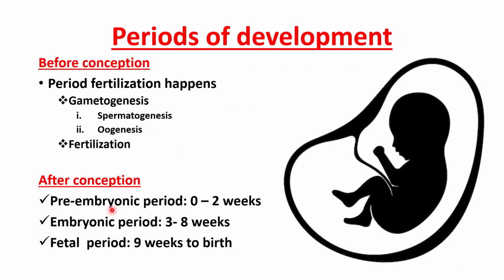Ideally, the pre-embryonic period from 0 to 2 weeks is where you have the embryo being fully implanted and the placenta starting to form. Then the embryonic period from week 3 to week 8 is when these general processes, like neurulation, are happening. The fetal period is when you have the organ systems developing. The organ systems start to develop within the embryonic period, but they are finished up in the fetal period. So that is how you divide the periods of development: before conception, after conception, and then you have the specific periods.